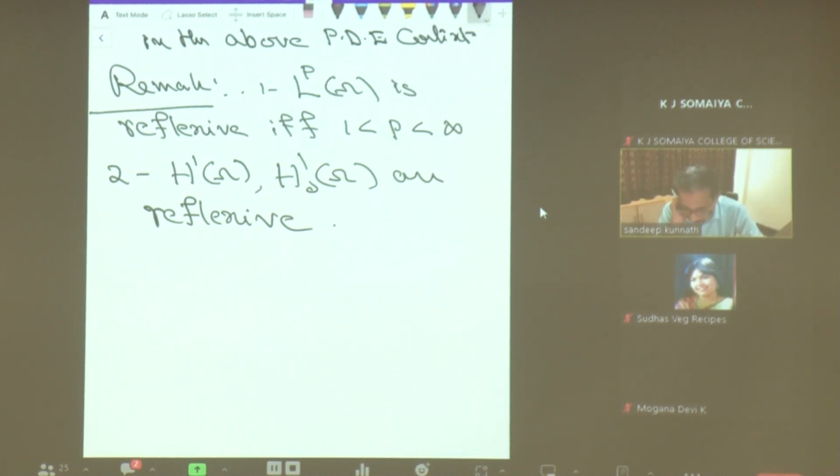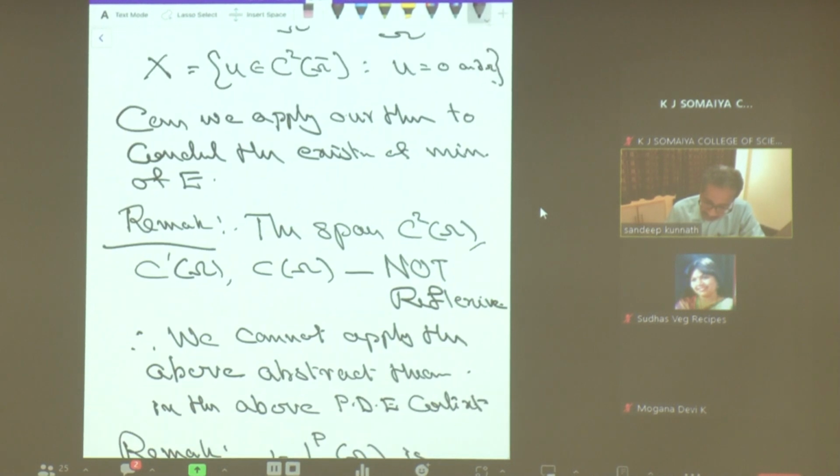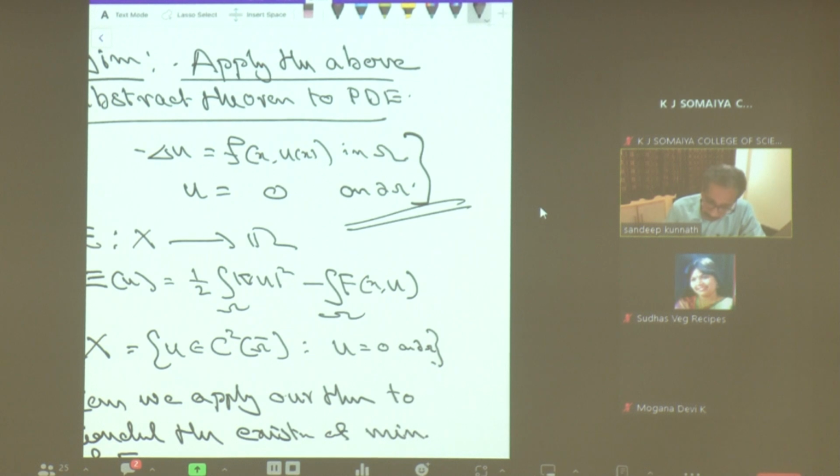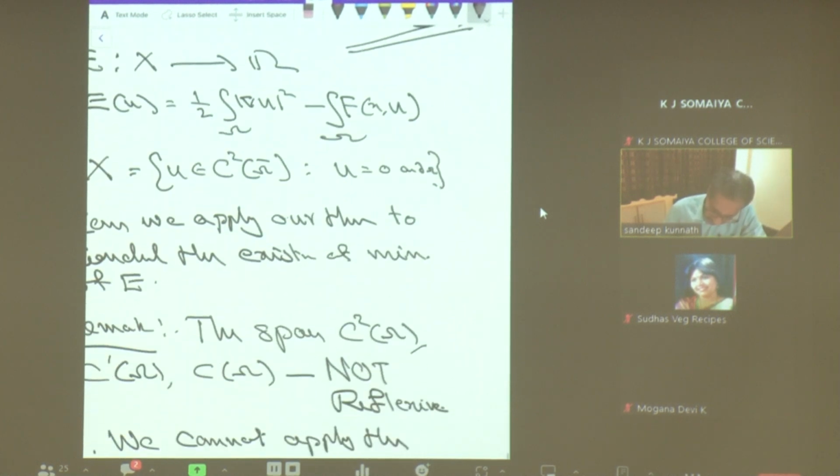So the idea is that instead of directly looking for a solution, even for today's PDE, the one I have written here, our first aim is to define what a weak solution is, and that weak solution will be in the Sobolev space. Okay, so I will just define it.